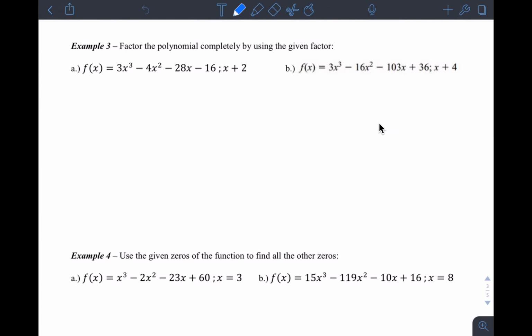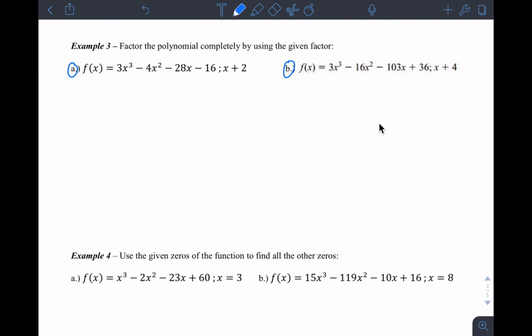Okay guys, so I wanted to just make a video of the last few examples here for you so that you are able to do your homework and hopefully you understand what's going on with section 2.5. Very, very important section for the rest of the chapter. Okay, so example 3a we did together in class.